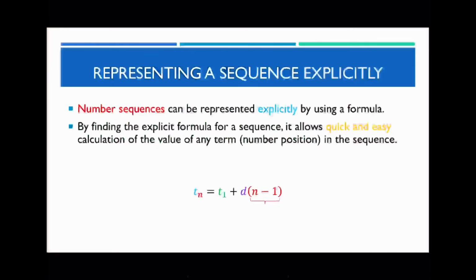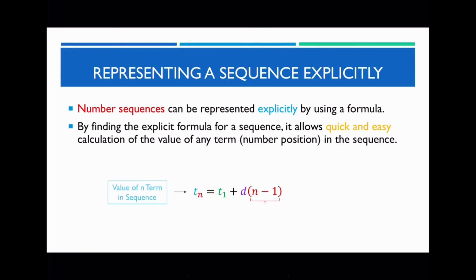So number sequences can be represented explicitly, meaning that it can be done very clearly in a very clean way by using the formula down below. By finding the explicit formula for a sequence, it allows the quick and easy calculation of the value of any term in the sequence. So let me just go through what this formula means.